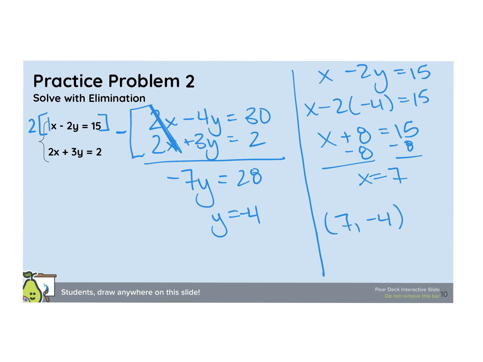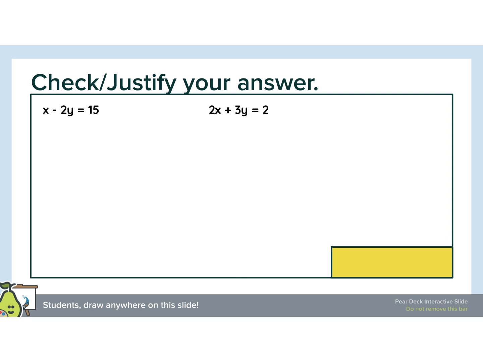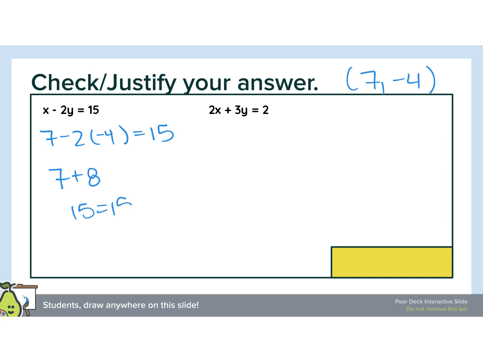Let's check it on the next slide. Okay, so I think the answer is 7, negative 4. I'm going to set it up, but instead of x, I put a 7, and instead of y, I put a negative 4. It's supposed to equal 15. And I get 7 minus a negative means plus 4 times 2 is 8. So the first one checks out.